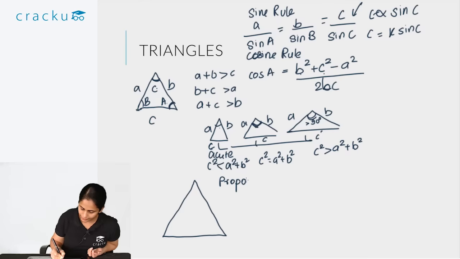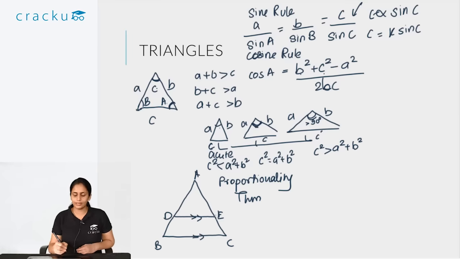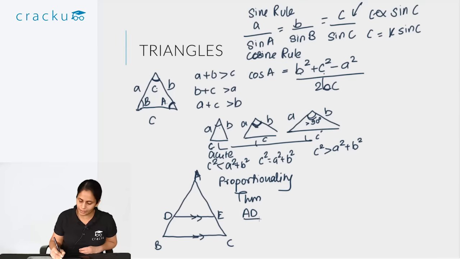The proportionality theorem says that suppose there is a triangle ABC and you draw a line DE parallel to BC. Then DE will split AB in the same ratio as it will split AC. So what does this mean? This means that AD by DB is equal to AE by EC. So basically the ratio of this part to this part is equal to the ratio of this part to this part. So how does this come about?